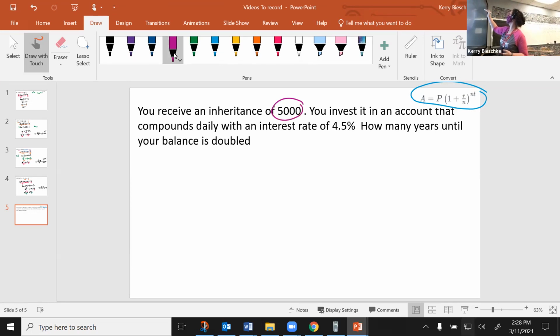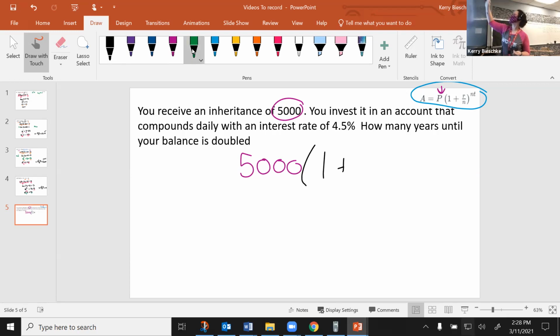We're starting with this $5,000. That's gonna go into our principal amount. So we're gonna start with that. We're gonna put our $5,000 in. And we're going to bring down our formula, 1 plus our rate, this 4.5% as a decimal, 0.045, divided by the number of times it's being compounded. This is compounding daily. So how many days per year? That's going to give us our 365 as our n value.